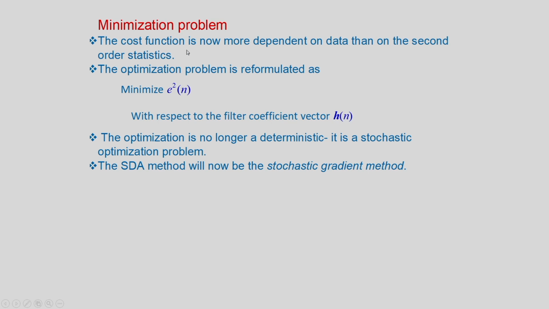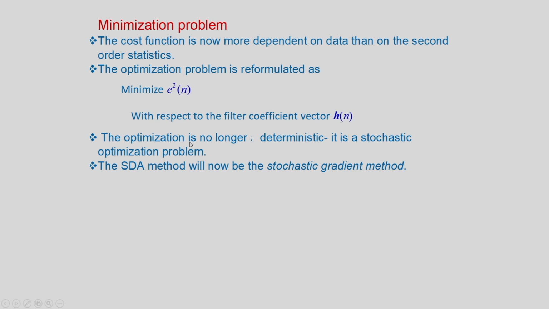The cost function is now dependent on the data rather than the second order statistics, because we know that in the case of the Wiener-Hopf solution, the solution is in terms of the second order statistics, that is the cross-correlation vector and the autocorrelation matrix. The optimization problem is reformulated as: minimize e²[n] with respect to the filter coefficient vector h[n]. This is the LMS optimization problem.